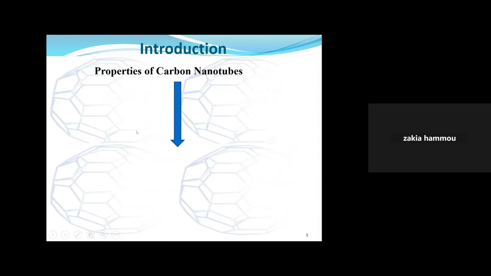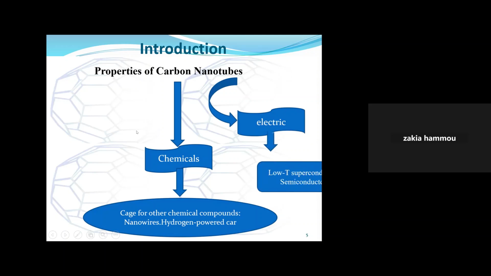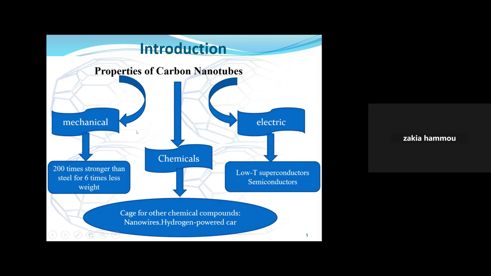CNTs have several properties, such as chemical properties. In this area, they can be used as a cage for other chemical compounds to manufacture a nanowire, for example. They also have electrical properties, since they are mainly low-temperature superconductors or semiconductors. Regarding mechanical properties, they are 200 times more resistant than steel at a weight 6 times less.